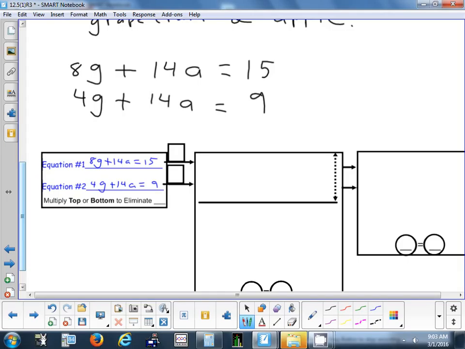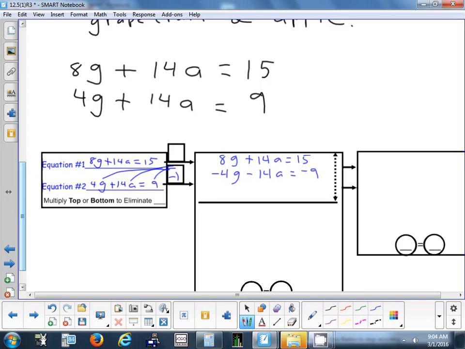Yep, and you can pick. Okay, I think we've done the top equation a lot. Let's do the bottom equation. Okay, we're going to multiply the bottom equation by -1. So what does that mean we're going to do with the top equation? Keep it the same. 8g plus 14a equals 15. What's -1 times 4g? -4g. Okay. Logan, what's -1 times 14a? Just -14a. Okay. Gage, what's 9 times -1?